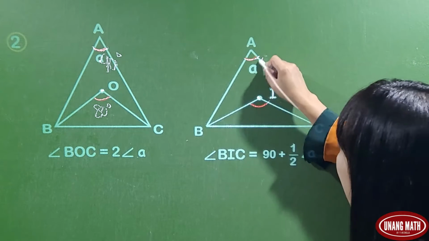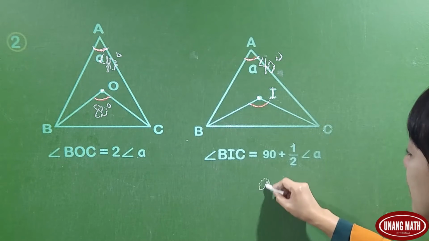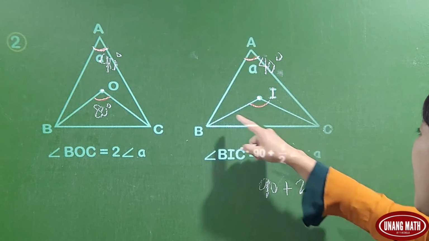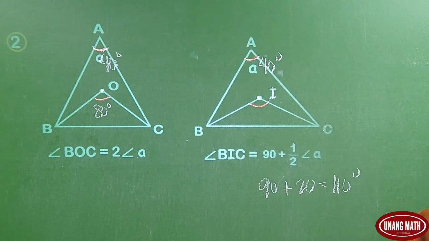So if angle A is 40 degrees, then to get angle BIC, that would be 90 plus half of 40, which is 20. Then angle BIC is equal to 110 degrees.